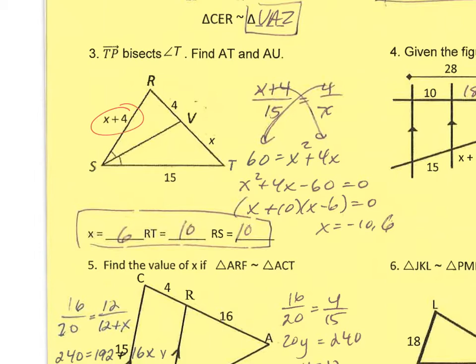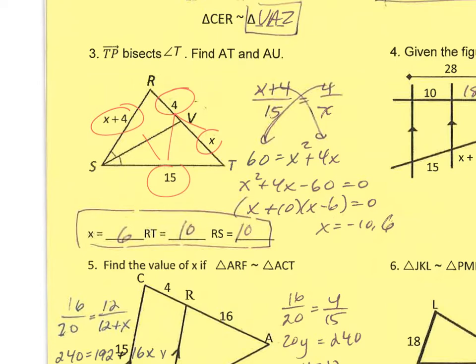Anyway, back to this question. I'm going to take x plus 4 over 15 equals 4 over x. When I cross multiply, I get 4 times 15 is 60. x plus 4 times x, you have to distribute the x to both terms, x squared and 4x. Be careful with that. A lot of people miss that step. Now you've got a quadratic. I bring the 60 over, subtract it over. You get x squared plus 4x minus 60 equals 0.